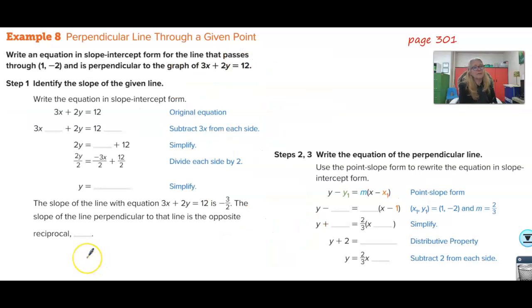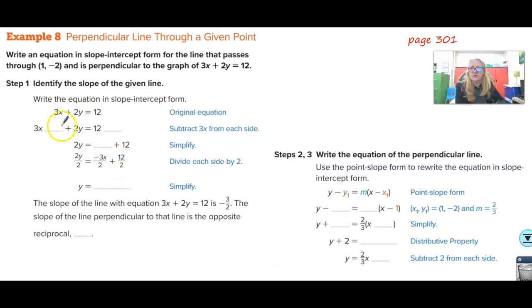Now we're going to talk perpendicular. Same steps. The only difference is we're not going to have the same slope. We're going to have the negative reciprocal slope. And oh boy, I hate these pages when they have all this printing on one page. It's got to be horrible for you guys as kids too. Write the equation in slope-intercept form.